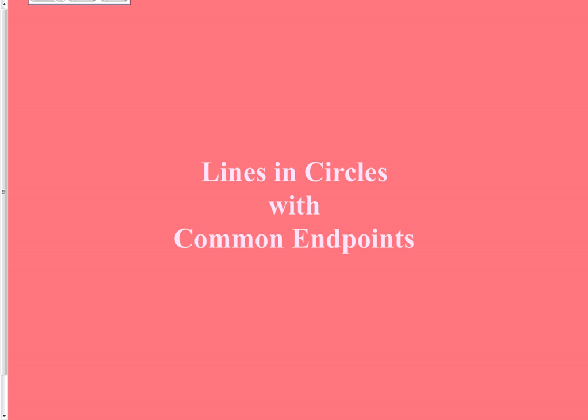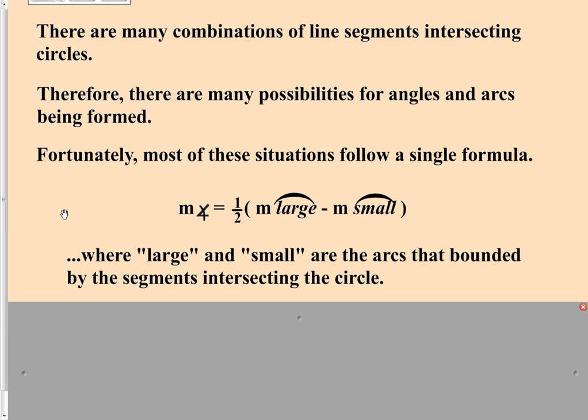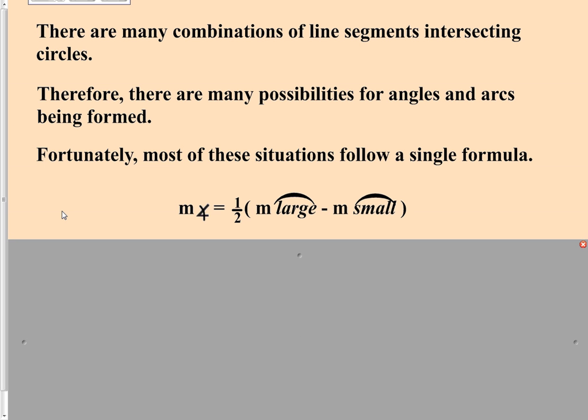Okay, lines and circles with common endpoints. We spent a good deal of time looking at these situations because there's a lot of different combinations of lines that may begin from a common endpoint. But as far as the angles that are caught between those two lines and the arcs that are caught between those two lines, there is a rule that applies to all of them. So hopefully we've got this one memorized, that the measure of the angle between those two lines is going to equal 1/2 of the difference between the two arcs that are caught between those two lines.